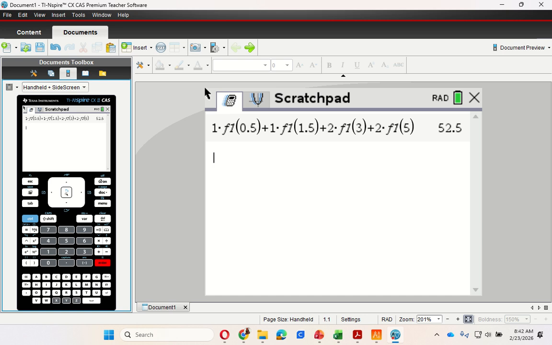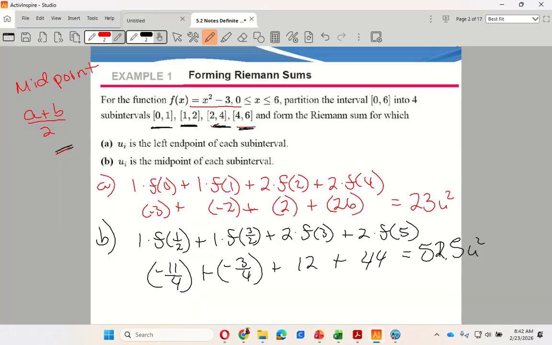Why was the area so different? Louder, please. Why was the area so different from the first time? Yeah. Okay. Yes, if we're thinking about our rectangles, and remember that statement I said? Okay, the first time, these are the left hand, right? So the left hand, if I were to graph this, actually, I will actually graph it.